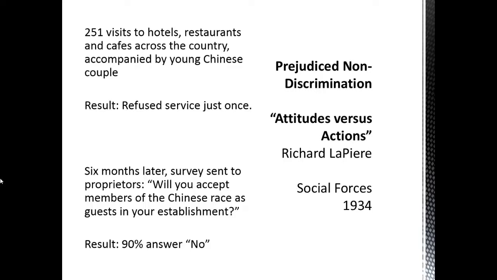He didn't stop there, however. Six months later, he sent a survey to the proprietors of those establishments, and he asked the question, among many other questions, will you accept members of the Chinese race as guests in your establishment? Okay, notice Chinese has been racialized here, not just Asian. We would refer to an individual as an Asian individual or Asian American. Chinese was a particular racialized group in the 1930s. 90% of the proprietors say no to the survey, seeming to indicate prejudice.